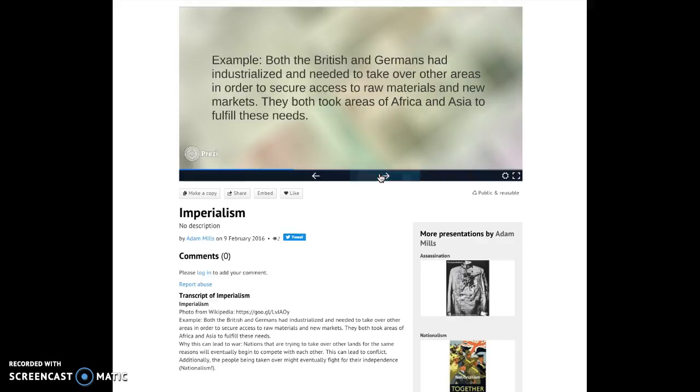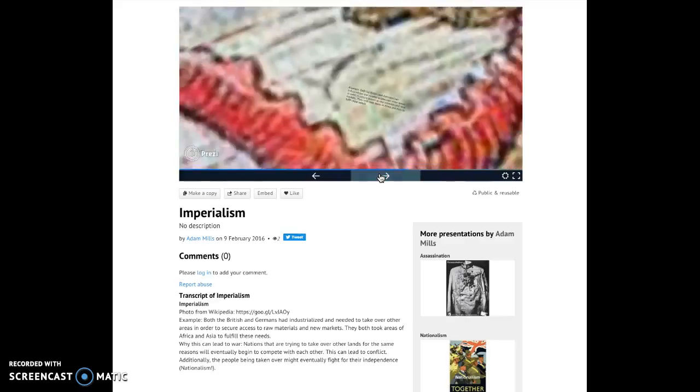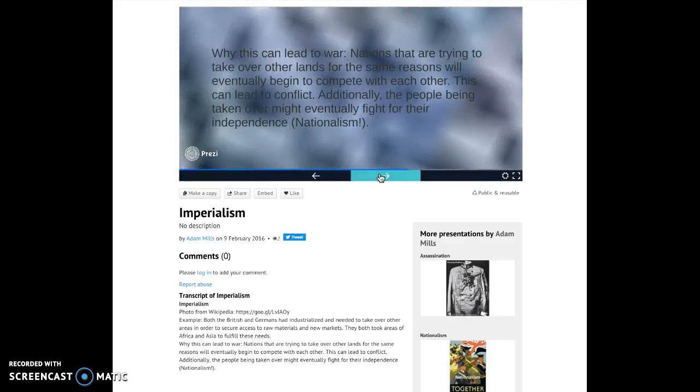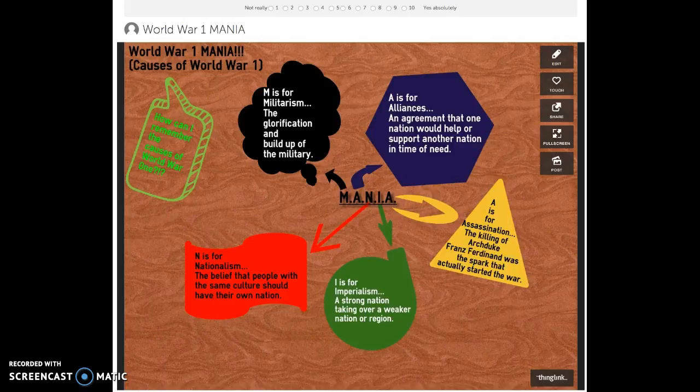At first, this was not a problem, but as land became more and more scarce and the demand for materials and markets went up, conflict became unavoidable. How can this lead to war? As previously stated, competition for resources can lead to conflict. Additionally, eventually the people that are taken over will usually begin to revolt and fight for their independence. Hello, nationalism!